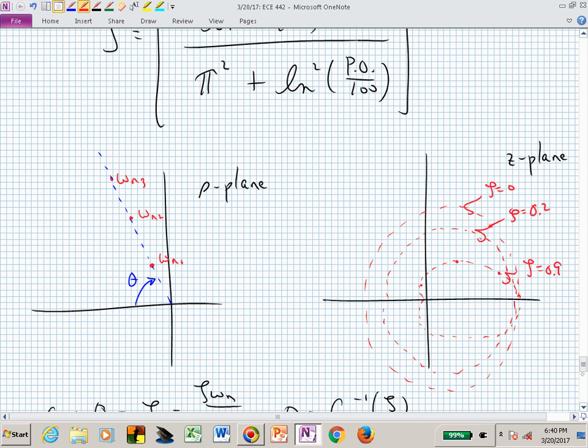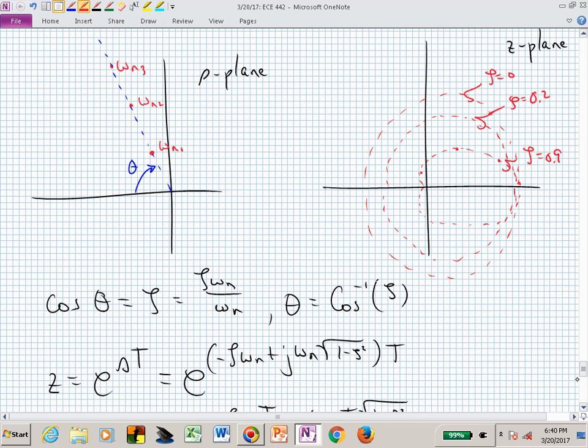And what does that mean in terms of behavior of our transient? What did zeta correspond to? Percent overshoot. So if we want less overshoot, we want to be bringing our dominant poles to be next to these zeta values, these particular hearts.